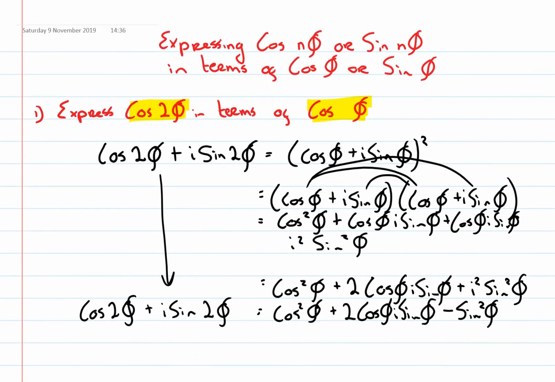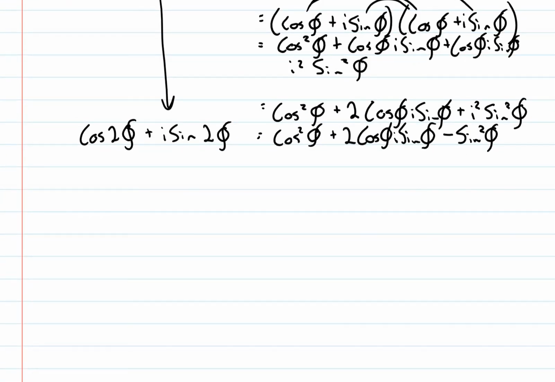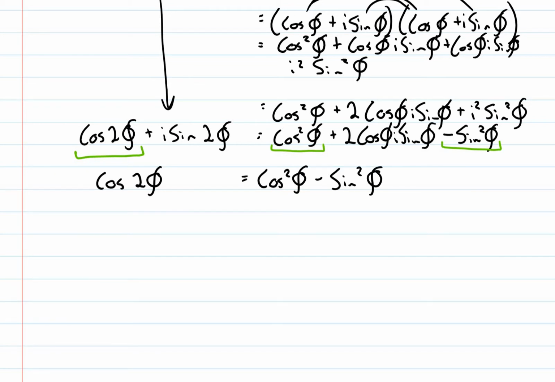Now, what was I asked about? I was asked about the cos element, which is this bit. Now we ask ourselves, is that real or imaginary? There's an I here, so the sine is imaginary, the cos is real. So we take the real bits, and we can say cos 2 theta, we take the real bits over here, which is anything without an I, so it's that and that, equals cos squared theta minus sine squared theta.